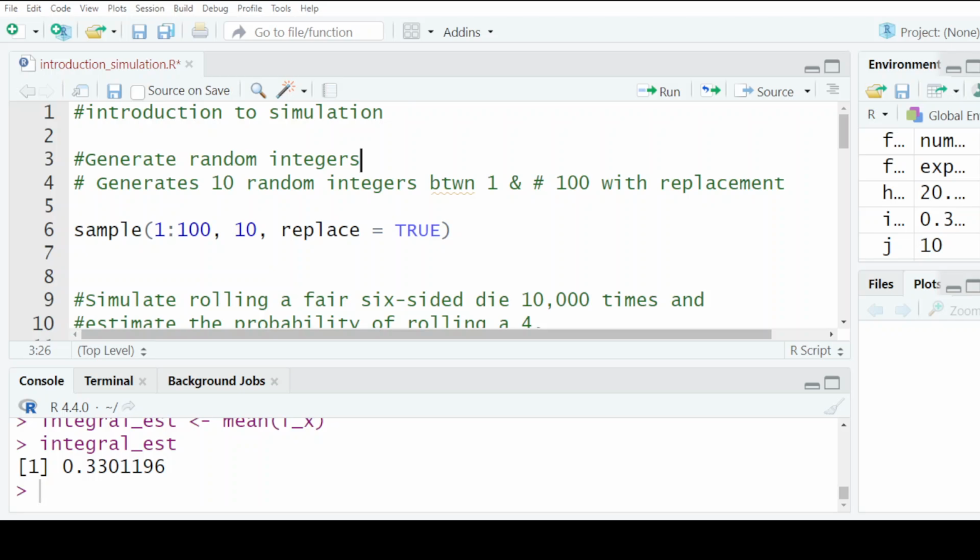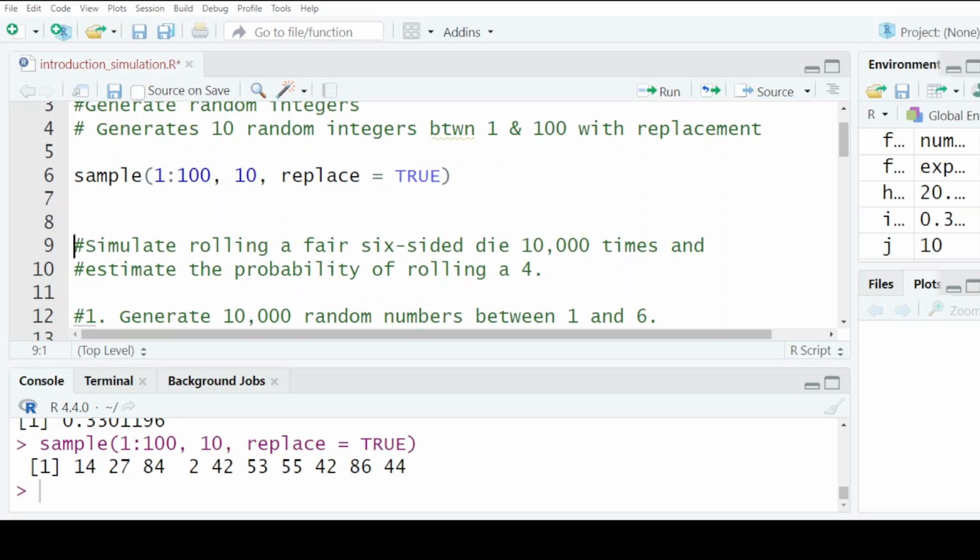I would like to invite you to consider how to perform simulation. In our first example, we want to generate random numbers between 1 and 100, and we just want 10 numbers. So I'm going to sample from 1 to 100, 10 of them with replacement.